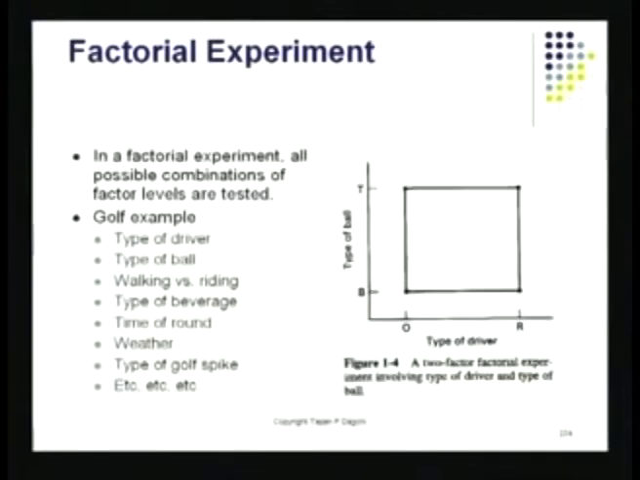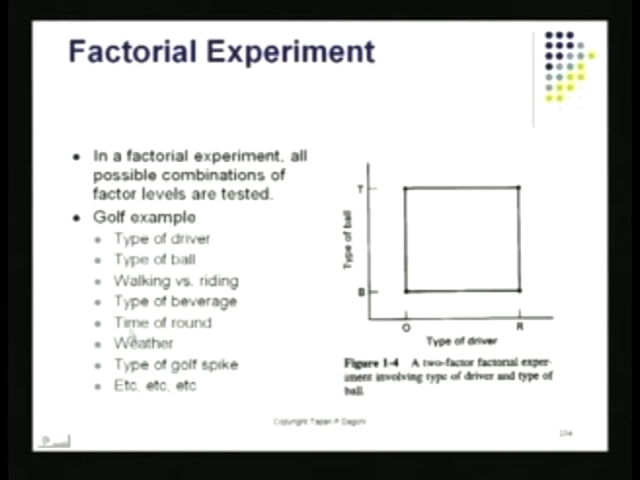If you look at the slide, if you look at what we began with, we had various types of factors involved. Some of those we decided to include in our experiment. We had the type of driver involved in this golf game. We had the different types of balls involved. We had walking versus riding, and also the kind of drinks we were using while playing golf.